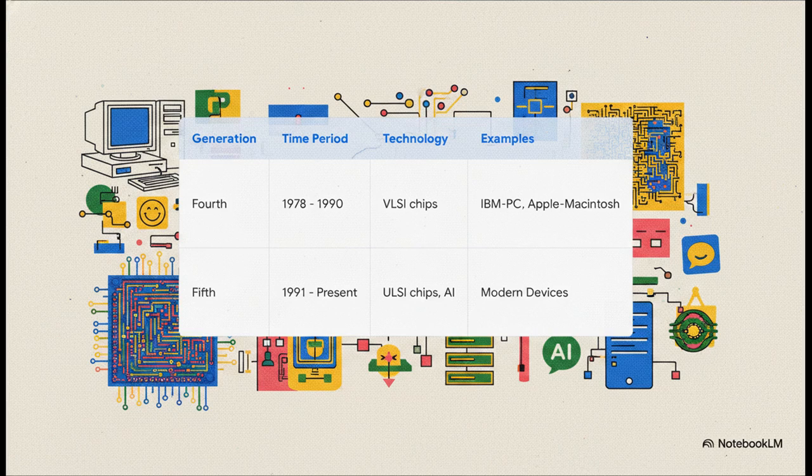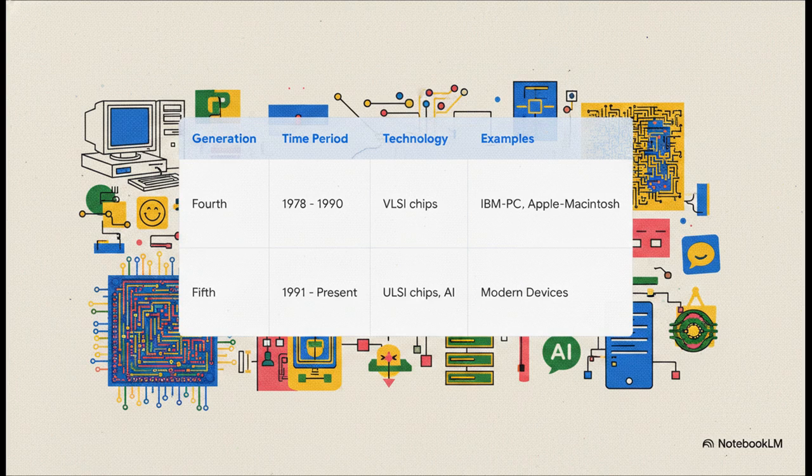In the 4th generation, we utilized VLSI, very large-scale integration. Because a single chip now had over 1,000 components embedded right into it, machines like the IBM PC and the Apple Macintosh could actually be manufactured for everyday individuals to have in their own homes.